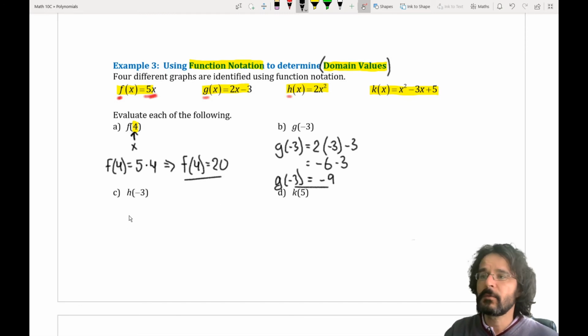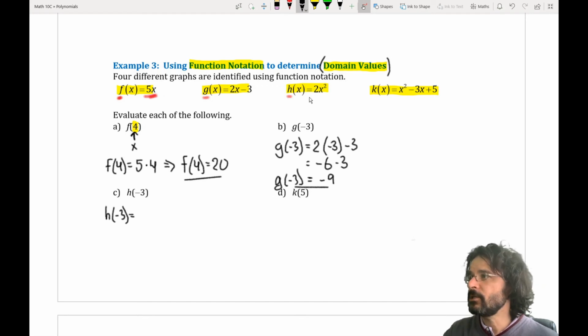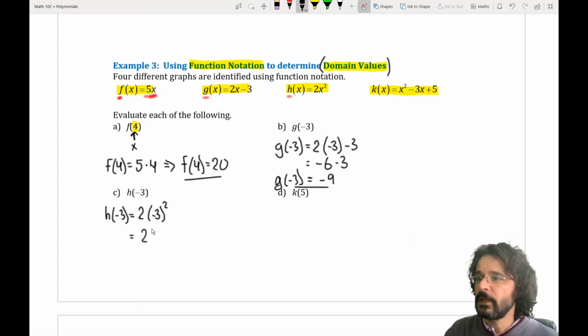In C, now we want to evaluate h of negative 3. So we're going to write h of negative 3 equals, and the h of x function is 2 times x squared. So it's going to be 2 times negative 3 squared. Negative 3 squared is positive 9. So it's going to be 2 times 9, which is going to give us h of negative 3 evaluated as 18. 2 times 9 is 18.